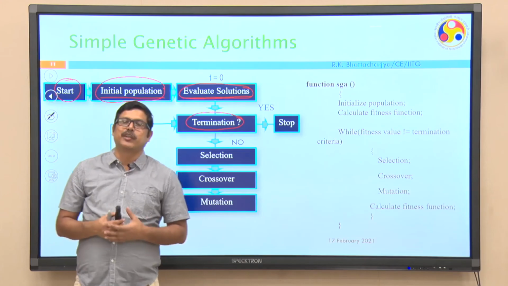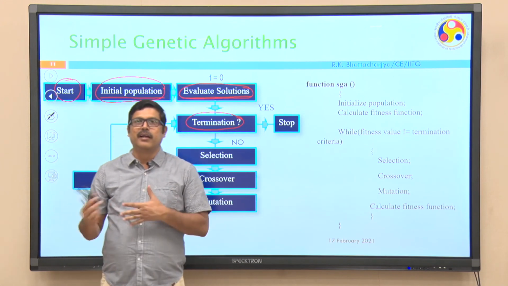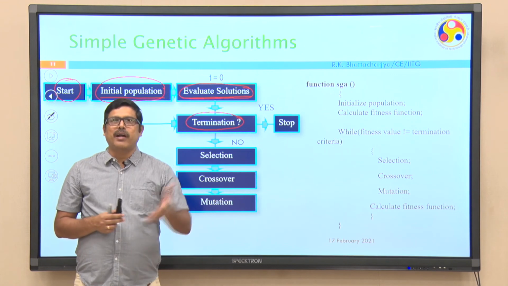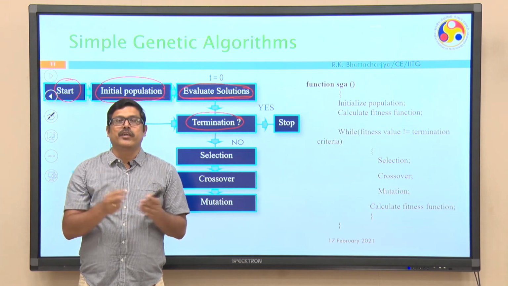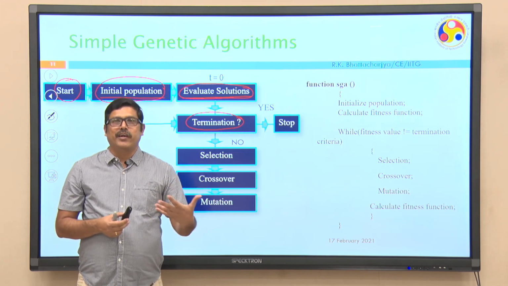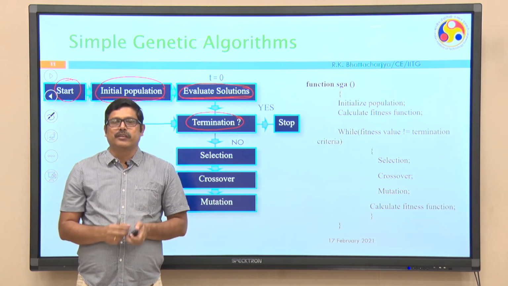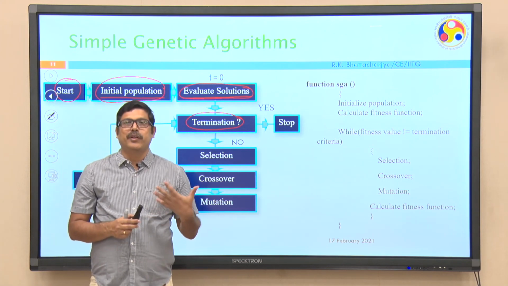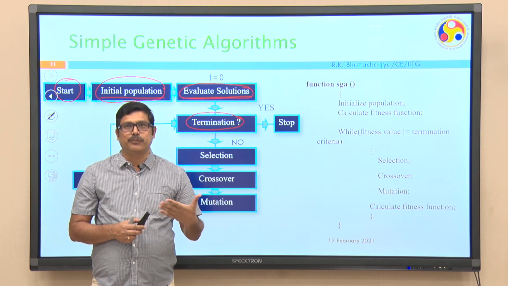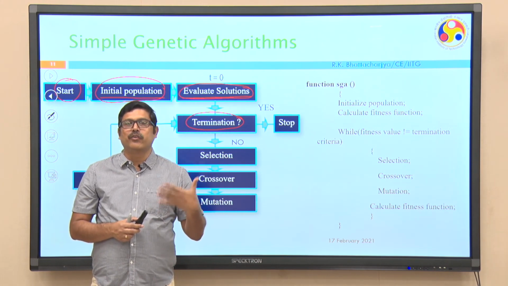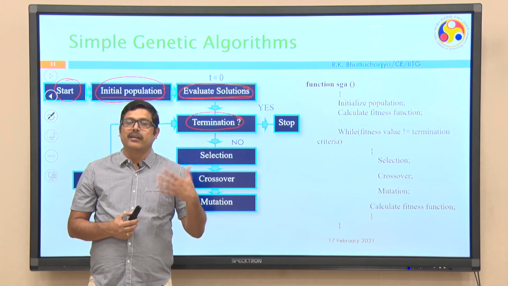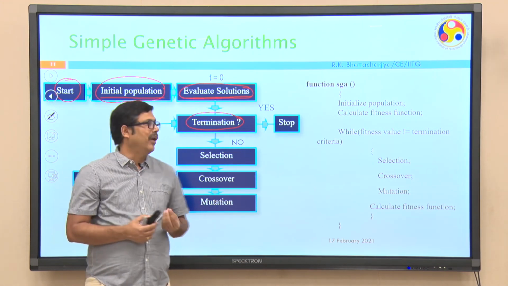Now, what should be the termination criteria? I will discuss in detail in some of the classes, but one criterion may be the number of iterations, which we call generations. It is nothing but the iteration. So, this iteration count can be a termination criterion, for example, that I would like to iterate for 100 iterations, or 500, or 50, or something like that.